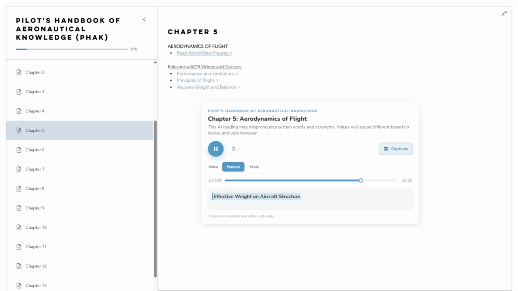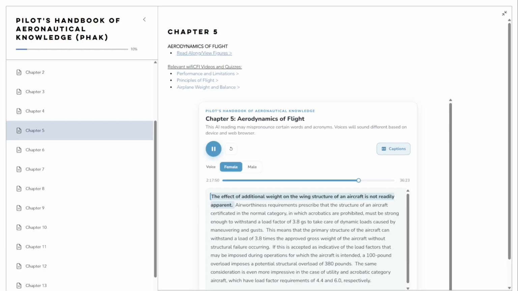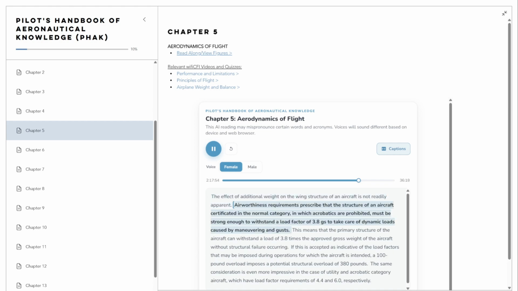Effect of weight on aircraft structure. The effect of additional weight on the wing structure of an aircraft is not readily apparent. Airworthiness requirements prescribe that the structure of an aircraft certificated in the normal category, in which acrobatics are prohibited, must be strong enough to withstand a load factor of 3.8 gs to take care of dynamic loads caused by maneuvering and gusts. This means that the primary structure of the aircraft can withstand a load of 3.8 times the approved gross weight of the aircraft without structural failure occurring.